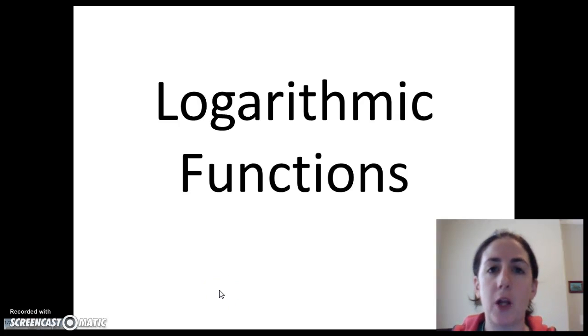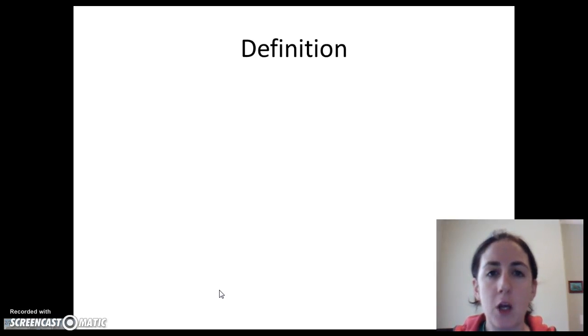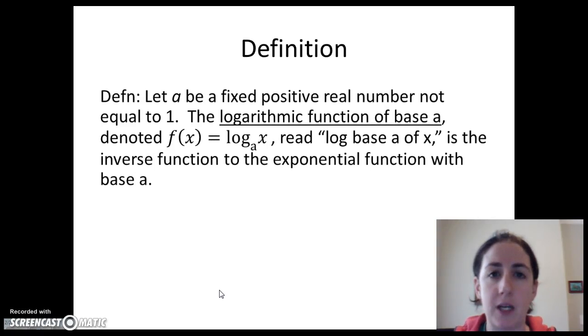Today we're going to talk about logarithmic functions. Now, logarithmic functions have a lot of properties and a lot of things about them, so we're going to break this up into a couple different videos. So this first video, we'll start with the definition.